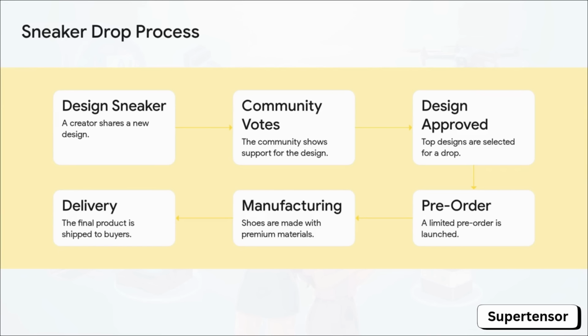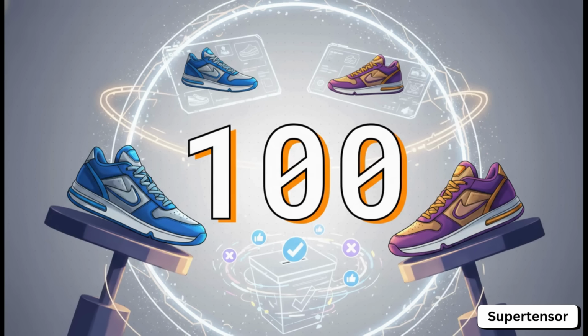And that community engagement has real-world impact, especially with the sneakers. So here's how it works. A creator designs a sneaker and submits it. Then the community gets to vote on it. If a design gets enough love, it gets approved for a limited run. A pre-order goes live, the shoes get manufactured, and then they're shipped out to the very people who voted for them. Pretty cool, right?